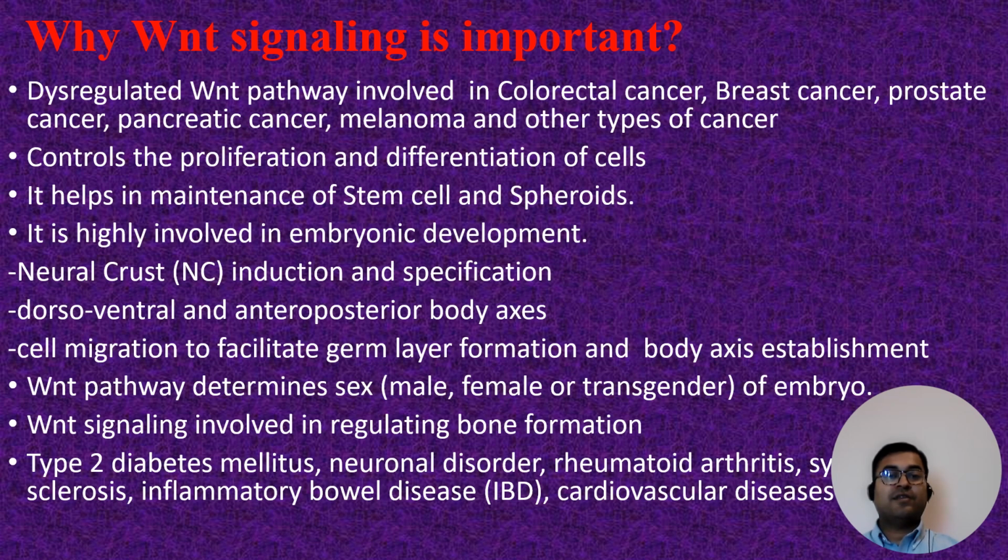Wnt signaling pathway is also involved in regulation of bone formation. This Wnt pathway has also been shown to be involved in different types of diseases such as type 2 diabetes mellitus, neuronal disorder, rheumatoid arthritis, systemic sclerosis, inflammatory bowel disease, and cardiovascular diseases. So from this slide, you can easily understand that this Wnt signaling pathway has a very important role to play in human physiology and in the development of various diseases in humans.